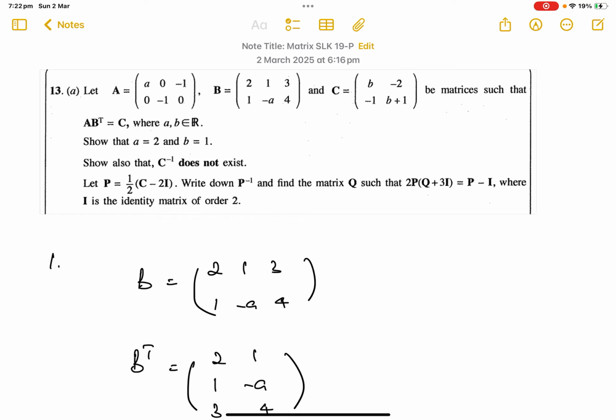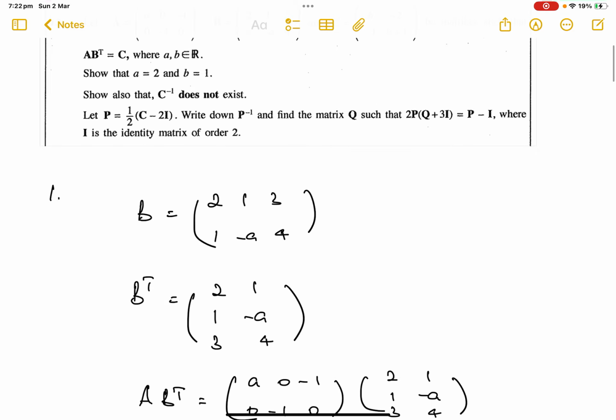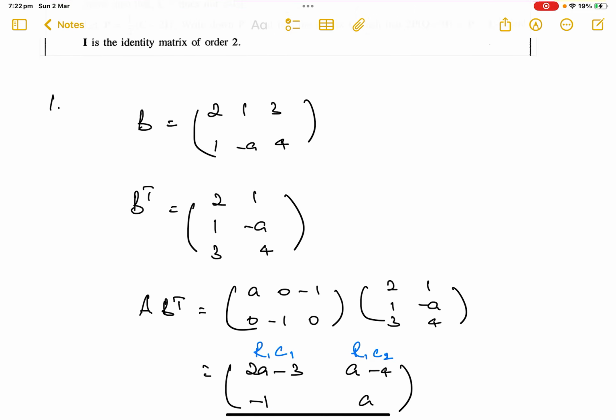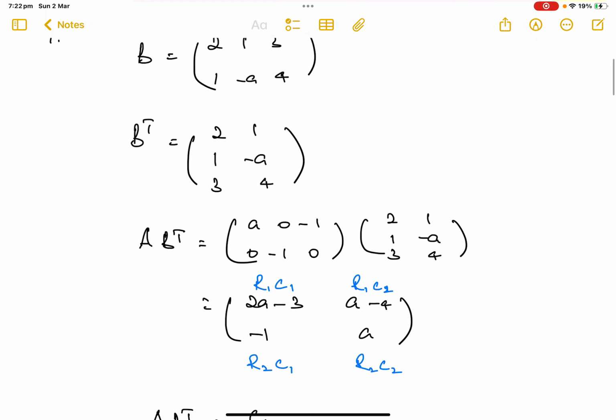Let's do that. A and then the transpose of B. Let's start with B first. B is 2, 1, 3, 1, a, minus a, 4. Transpose is simple: row 1 becomes column 1, and row 2 becomes column 2. So the 2 by 3 matrix becomes a 3 by 2 matrix.